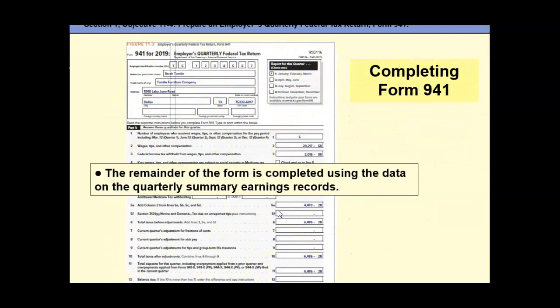So let's take a look at the Form 941. I want you to first focus on this top section. What the top section is showing us is the employer's information, their EIN number, their name, address, etc. It also indicates which quarter we're paying the taxes for. So we're doing the first quarter, which consists of the months January, February, and March.